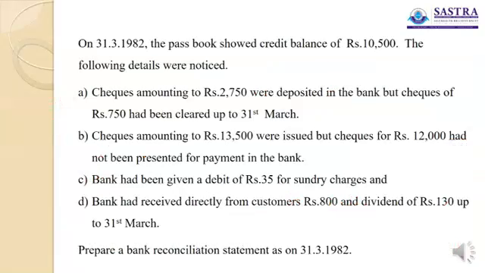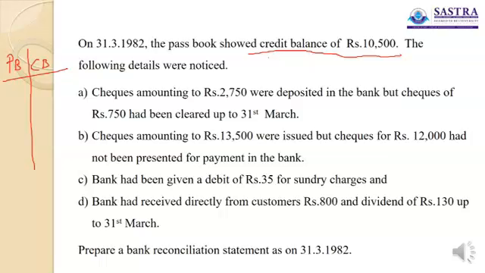On 31/3/1982, the passbook showed a credit balance of 10,500. See here, there is a credit balance. Passbook credit means this is our gain or our plus balance, a favorable balance. So the passbook showed a credit balance. Take it as 1, and the passbook is given. What we need to have is the cash book. Right. Let us see one by one.